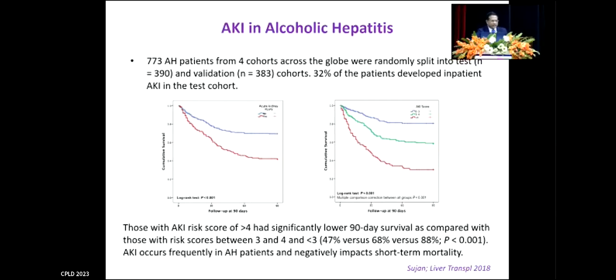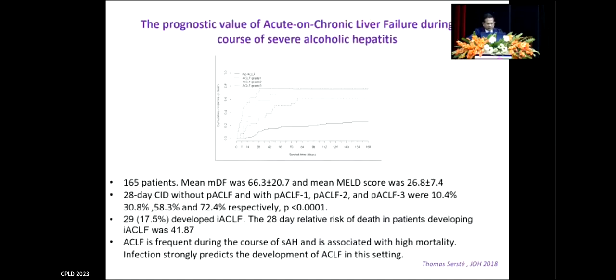sex, bilirubin, INR, multiple other factors, and they devised the score in which an AKI score of more than 4 had the worst prognosis, and an AKI score of 0 to 3 had a better prognosis. So AKI is clearly, again, a determinant of prognosis in patients with alcoholic hepatitis.